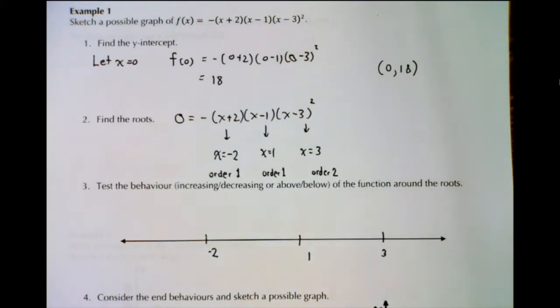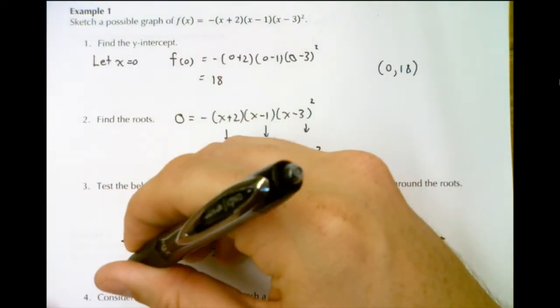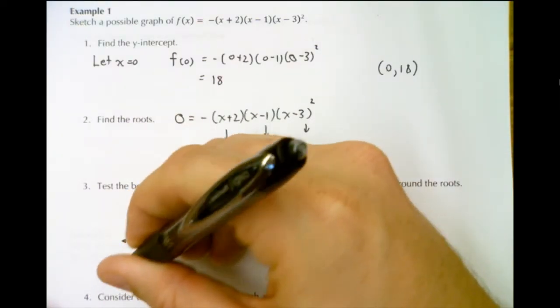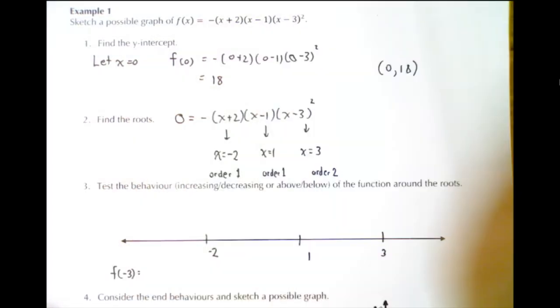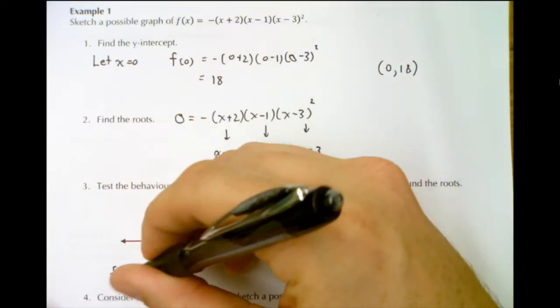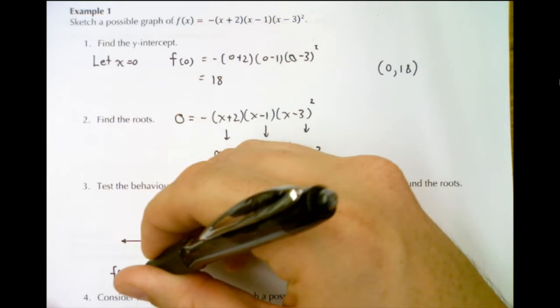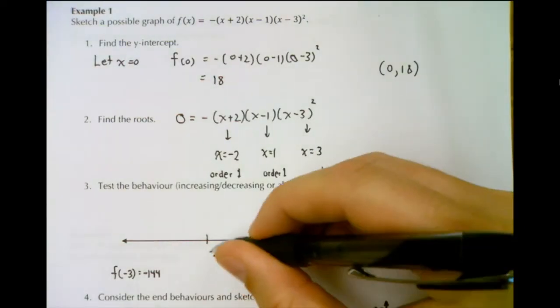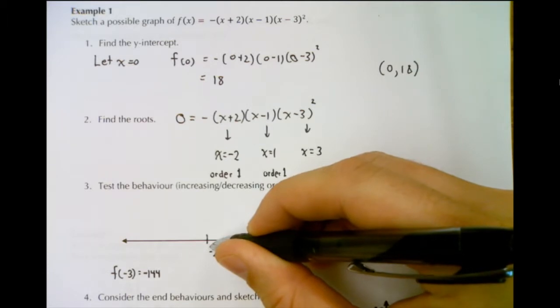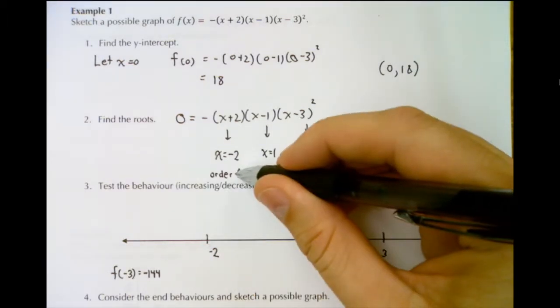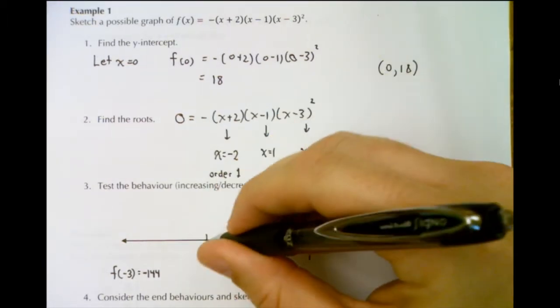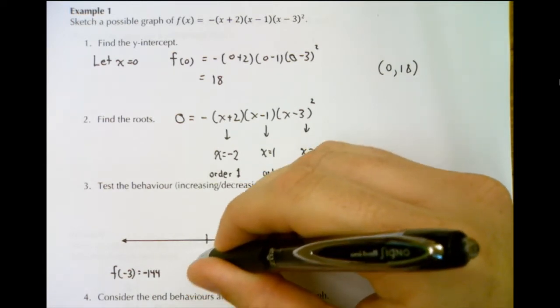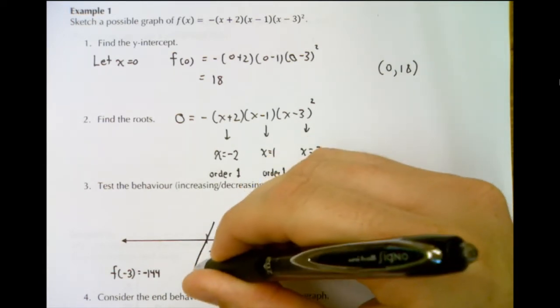So first let's test a value to the left of negative 2 in our function. So let's test f at negative 3. If you plug that into the function, you get negative 144. So that means we're coming from the negatives as we approach negative 2. And as we approach negative 2, since it's order 1, that's a 0, we're going to cross right through it. So our function is going to come up from the bottom, and it's going to cross.